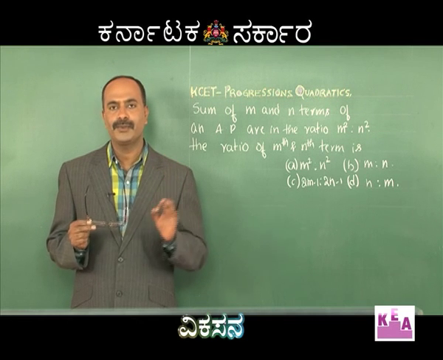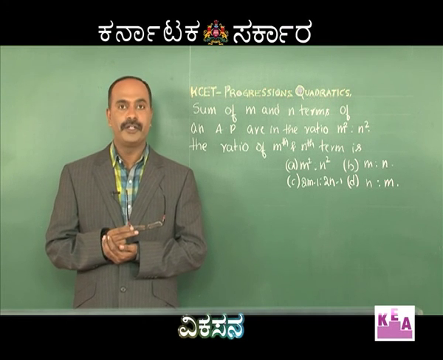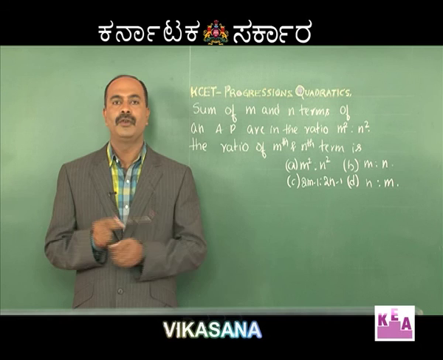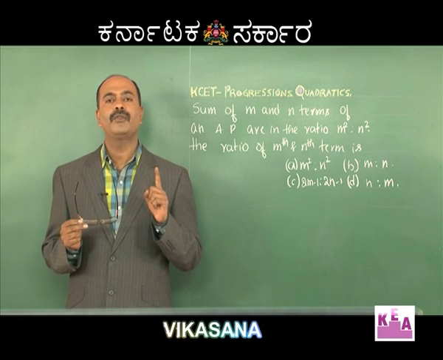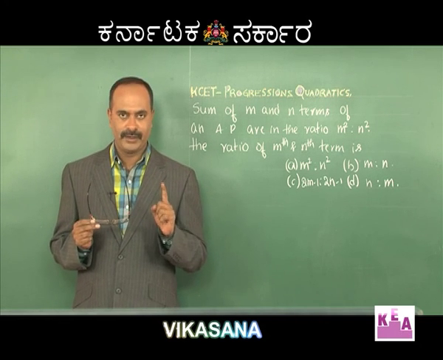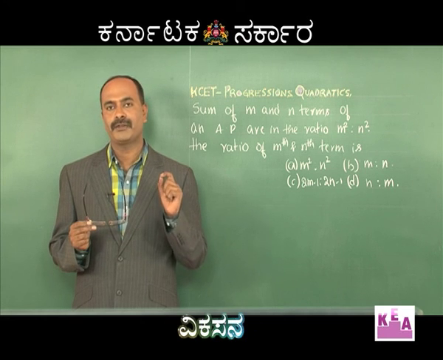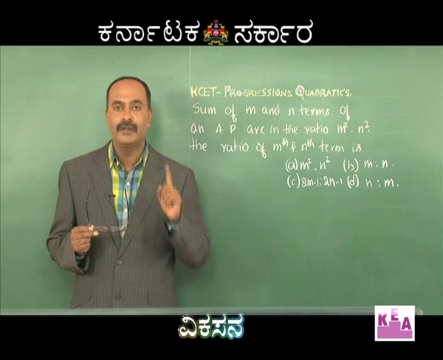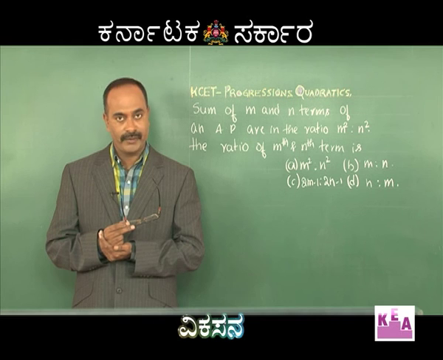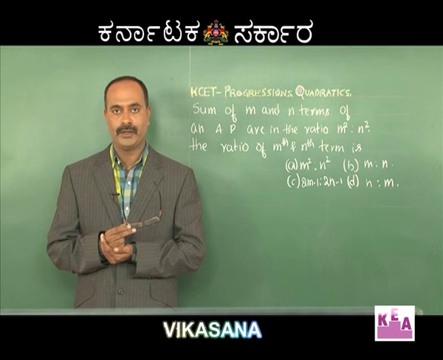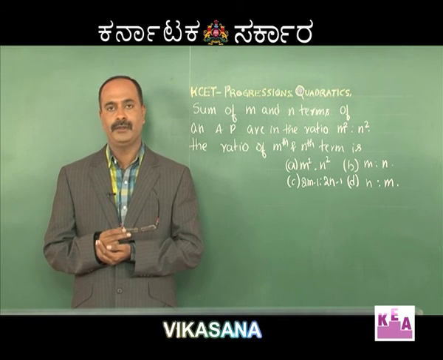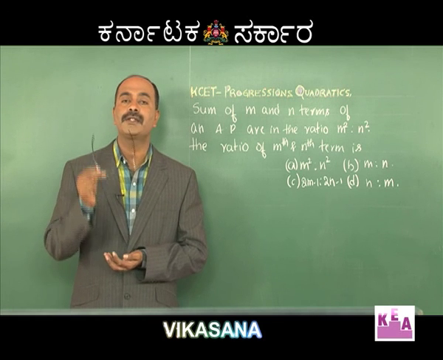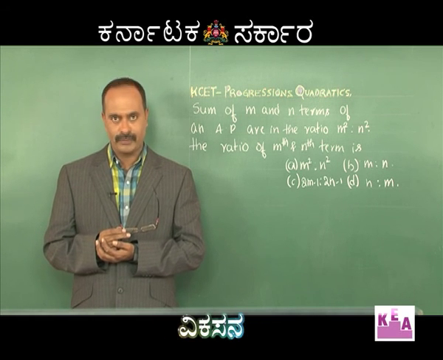Before discussing this particular problem, I would love to introduce a concept to you. 1 plus 3 is 4, 1 plus 3 plus 5 is 9, 1 plus 3 plus 5 plus 7 is 16, 1 plus 3 plus 5 plus 7 plus 9 is 25, and so on. What do you mean by this?